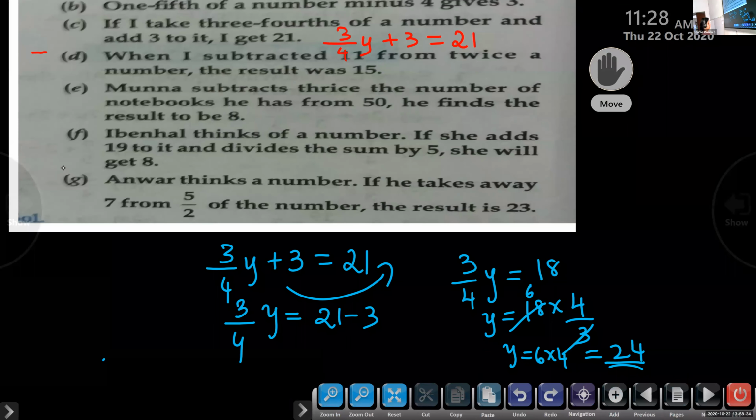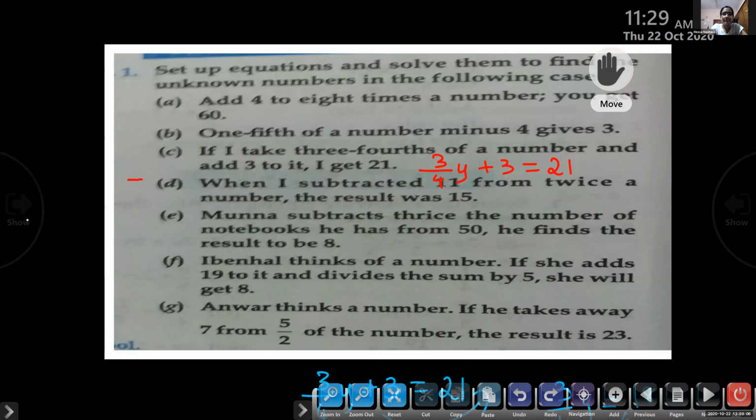Okay, is it clear? Yes, ma'am. I think your time is 11:30, right? Two more minutes. In the next class, one more period is there, right? We'll answer these questions. Ma'am, when is the next period today? I have given the timetable. Check it. 1:40. So we'll continue in the next period.